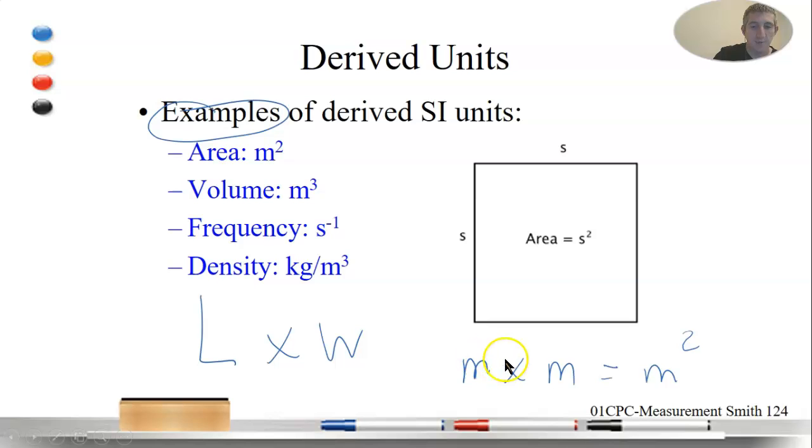This doesn't cross out, they're both numerators, so you end up with an m squared. And so that's why the unit for area is m squared. And there's others: volume, frequency, and density. So volume is what we just talked about.